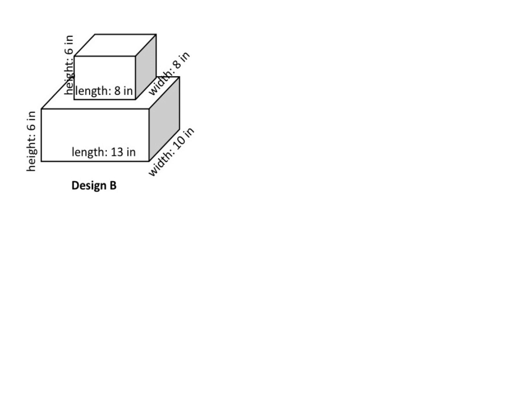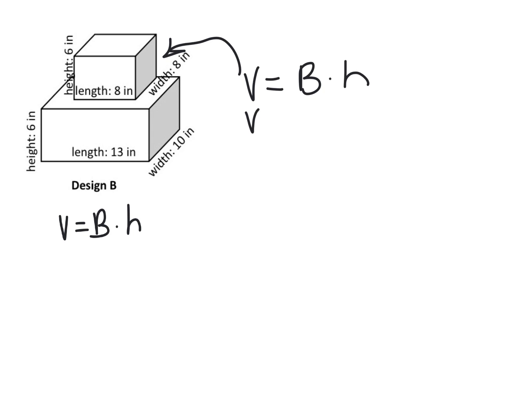Design B are both rectangular prisms. Okay, so we want to do the area of the base times the height. We're going to do this twice. So I'm going to start with the top piece. Okay, so it looks like it's 8 by 8 by 6. So 8 times 8 times 6. So 384 for the top piece. Cubic inches, or inches cubed. I'm going to write that right inside the cake.